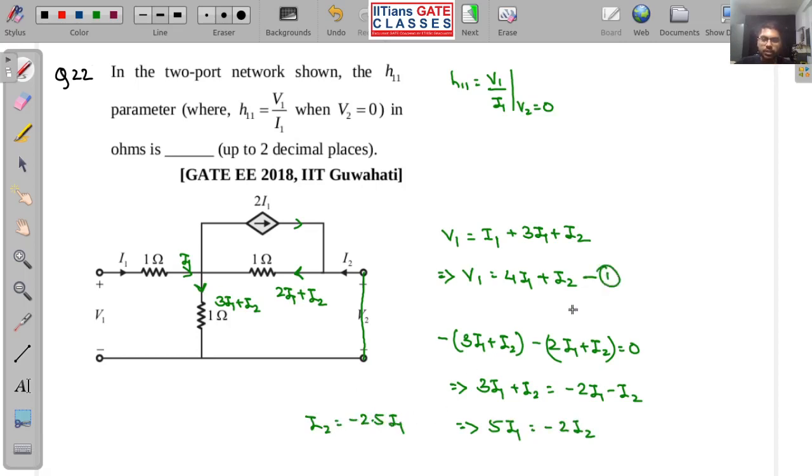Let me assume this is equation 1, this is equation 2. From 1 and 2, what I am getting? V1 is equal to 4I1 minus 2.5 I1. So V1 by I1 is equal to what? It is equal to 1.5. So your answer is what? 1.5 for this question. Very, very simple question.